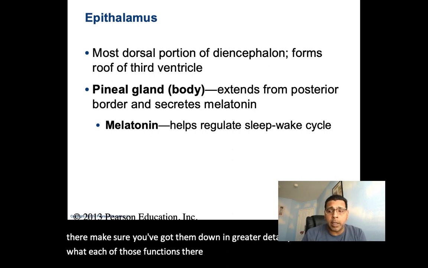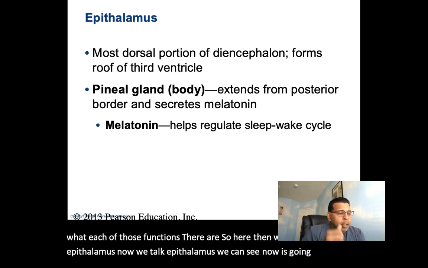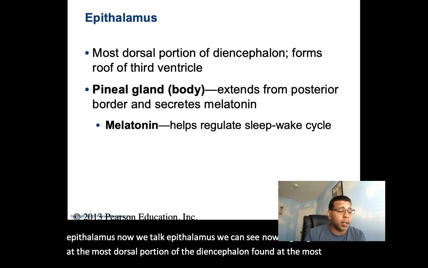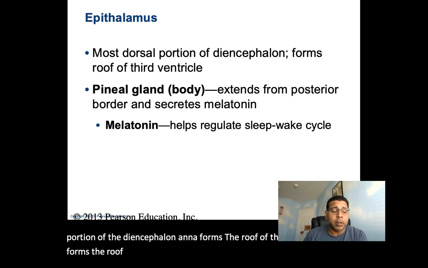So here we can now see the epithalamus. When we talk epithalamus, it's going to be found at the most dorsal portion of the diencephalon, and it forms the roof of the third ventricle.